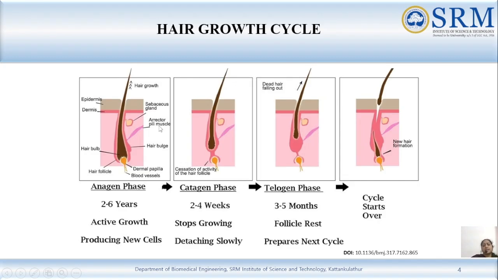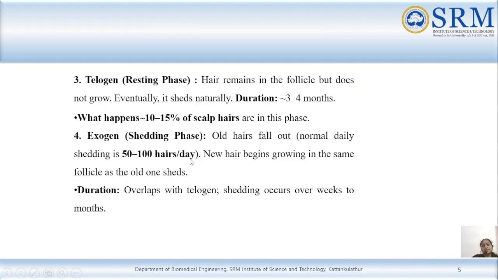Around 10 to 15 percent of the hair is generally in this phase of the cycle. The last phase, the exogen phase, is the shedding phase. The old hair will fall out, and normally around 50 to 100 hairs are shed per day.